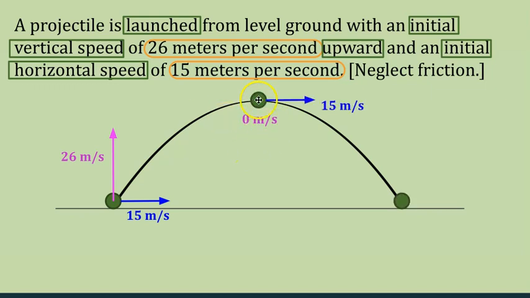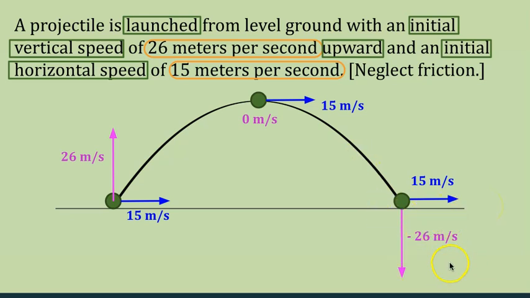Now, I know that at the top of the path, the velocity is supposed to be 0, but that's just the vertical velocity. So I wrote 0 meters per second in pink, which is what I'm using for my vertical motion. But I also wrote 15 meters per second in blue with an arrow pointing to the right because the velocity in the horizontal direction is going to be 15 this whole time. And so even at the end, it's still going 15 meters per second to the right.